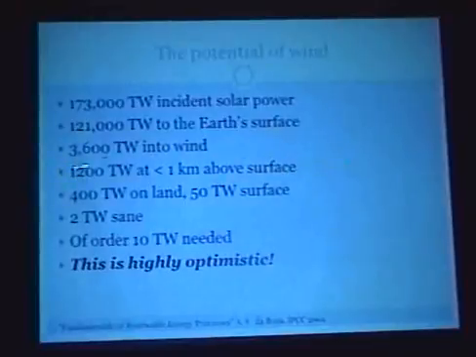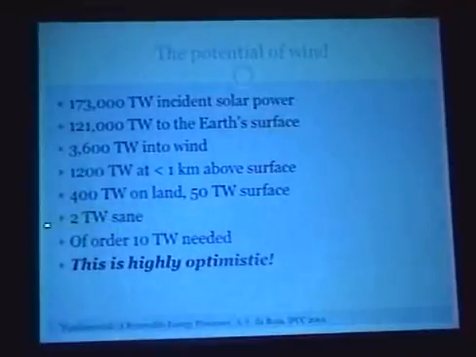And some amount of that is wind that is below 1 kilometer. And some amount of that is wind that is on land. And then some lesser amount is wind that's available near the surface. So this is if you covered the entire land surface with wind turbines at 100% efficiency and basically extracted all of the wind energy over the land surface. So you see that's optimistic.